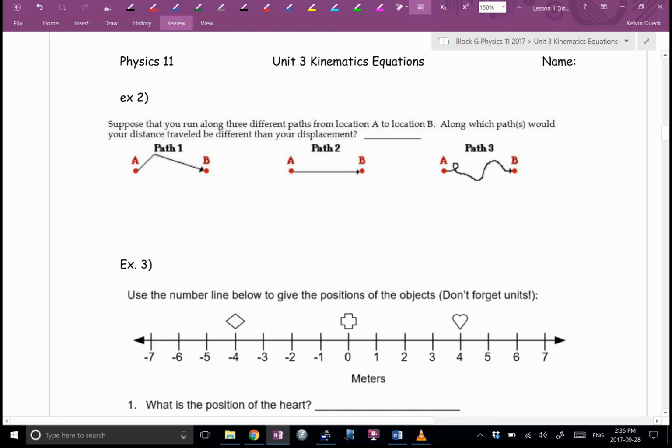Example 2, here's a conceptual question. It says this: suppose that you run along 3 different paths to get from A to B. Along which paths would your distance traveled be different than your... Oh, hang on. Pause for 1 second. Hang on.